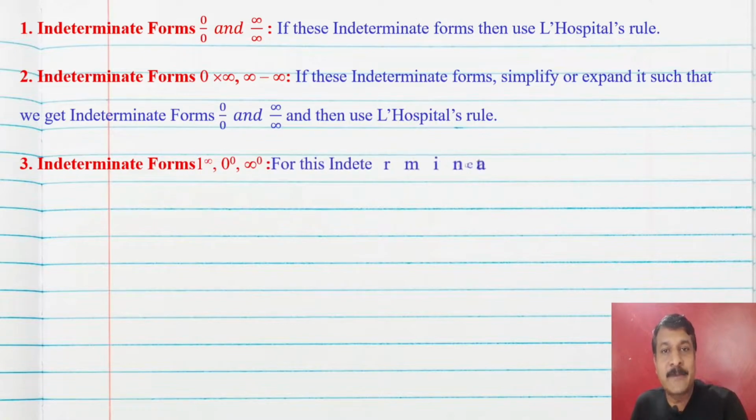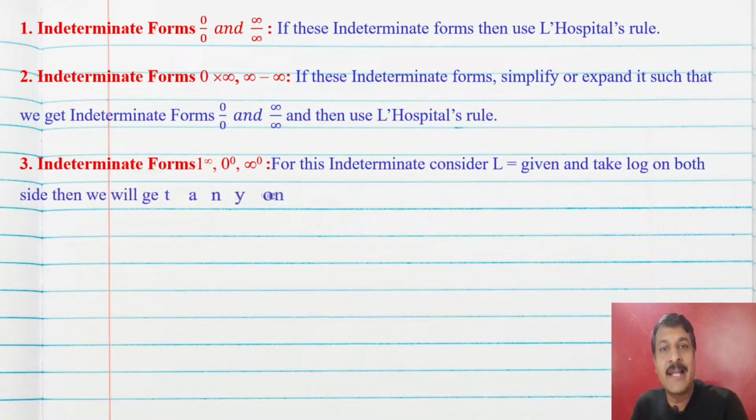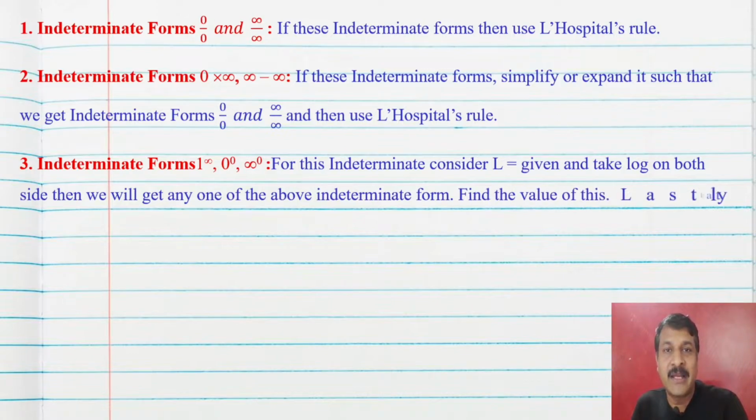Sometimes the limit contains a power, and that power contains a function of x. And if it gives the indeterminate form 1 raised to infinity, 0 raised to 0, or infinity raised to 0, then how to evaluate it? First consider the given limit as L, then take log on both sides and convert that indeterminate form into 0 by 0 or infinity by infinity. Then only we can use L'Hospital's rule. Then evaluate it, and finally, once we get an answer for that, take anti-log, which is your final answer.